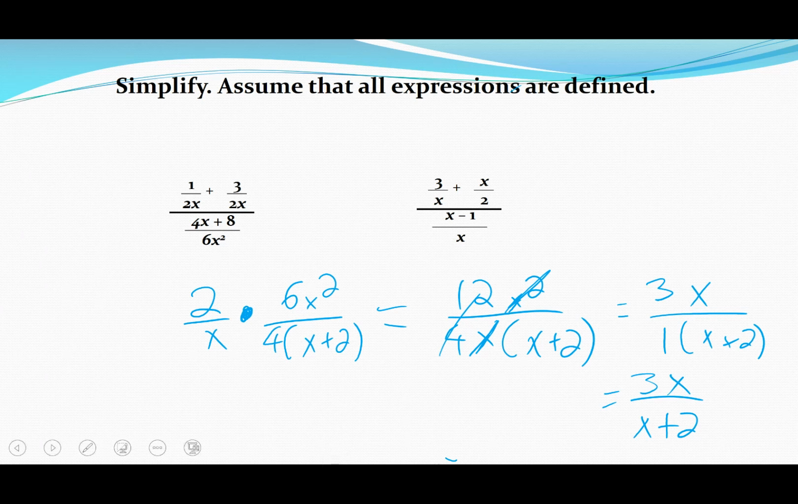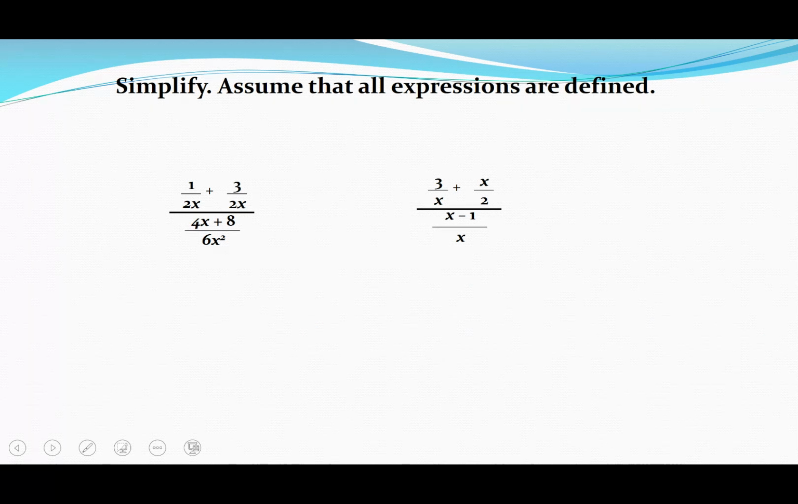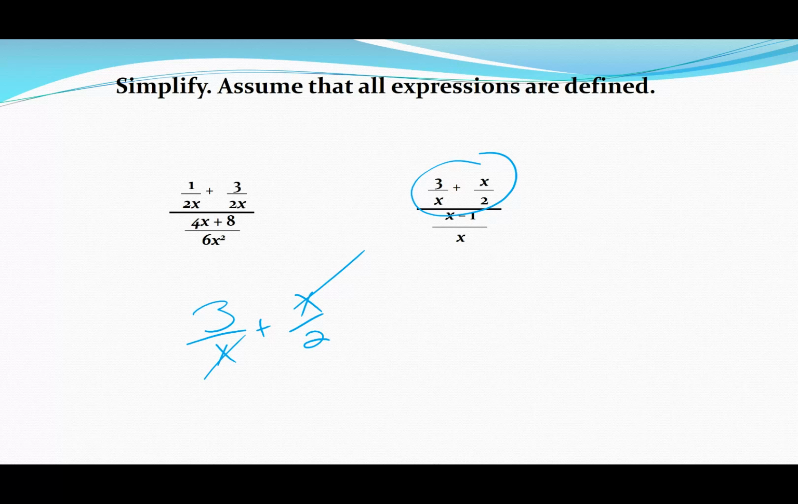All right, and then let's do one more to wrap it up. So I do have to add these up first. Let me do that. So 3 over x plus x over 2. Now remember, there's no cross-canceling when you're adding or subtracting. So you can't just go, oh, those cancel out, because you got that plus sign there. So be aware of that.